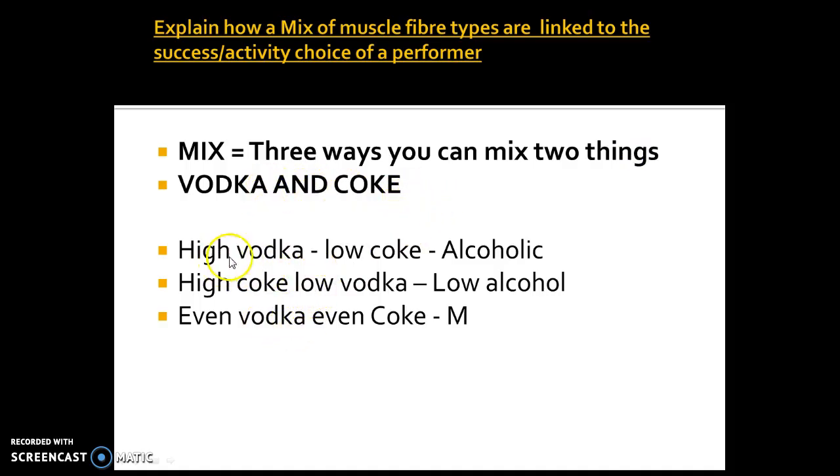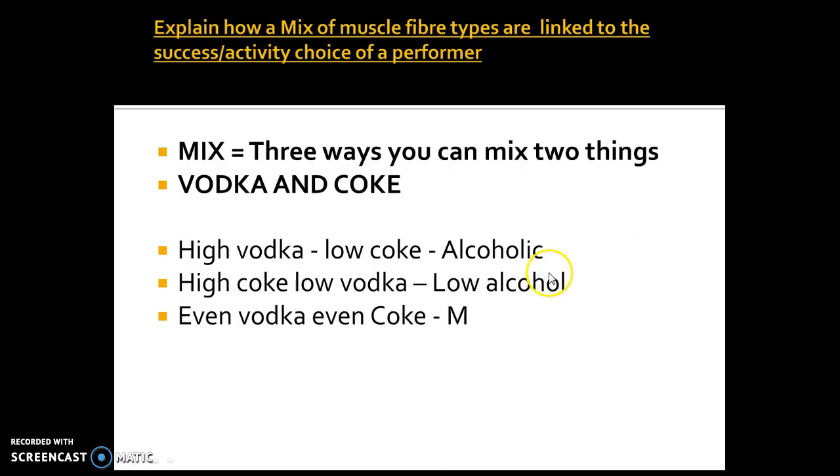So if you imagine you have a high amount of vodka and a low amount of Coke, that will be a very alcoholic drink. Okay, if you have a high Coke and low vodka, that will be a very low alcohol drink. If you have an even vodka and an even Coke, you have a mix. Now, if you can see what I'm trying to do here, you need to be talking and translate this now into the 2 types of fibres. So if you have a high percentage of fast twitch fibres and a low percentage of slow twitch fibres, this would mean you would do more anaerobic sports. Okay, you see what I'm going there?